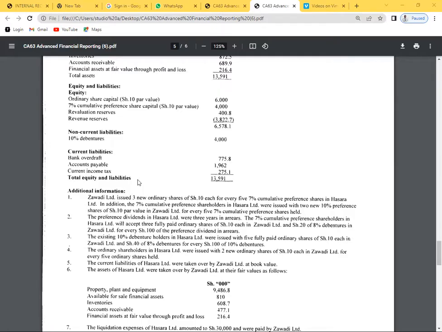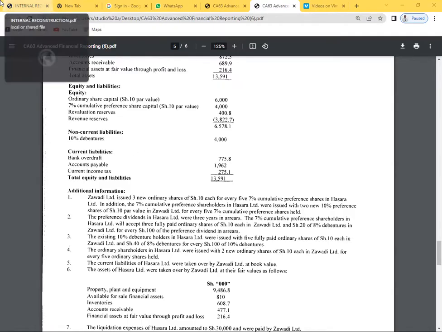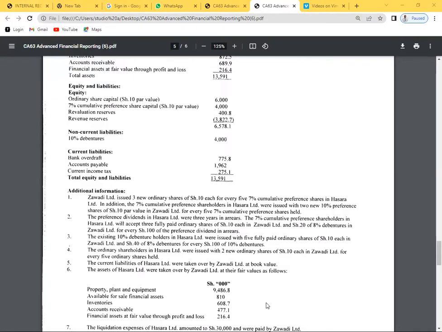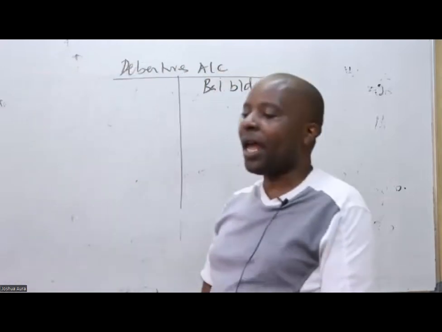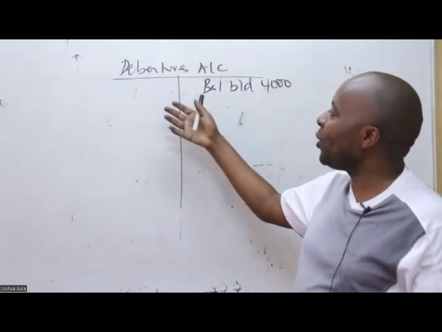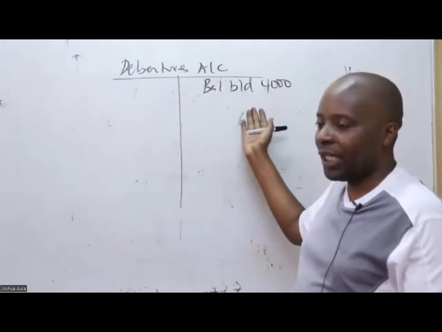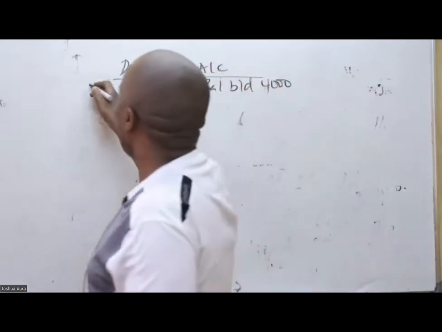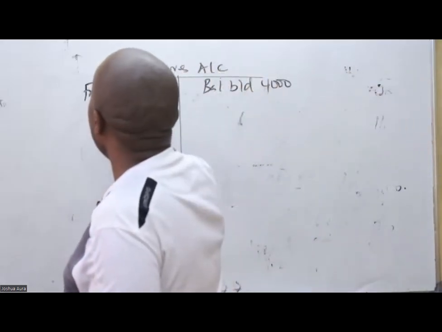Balance brought forward for the debentures is 4,000. So balance brought down is 4,000. After I capture the balance brought down of 4,000, ladies and gentlemen, then I will be able to look at how this will be impacted. Remember, they're not going to lose everything. These guys got something from Zawadi.